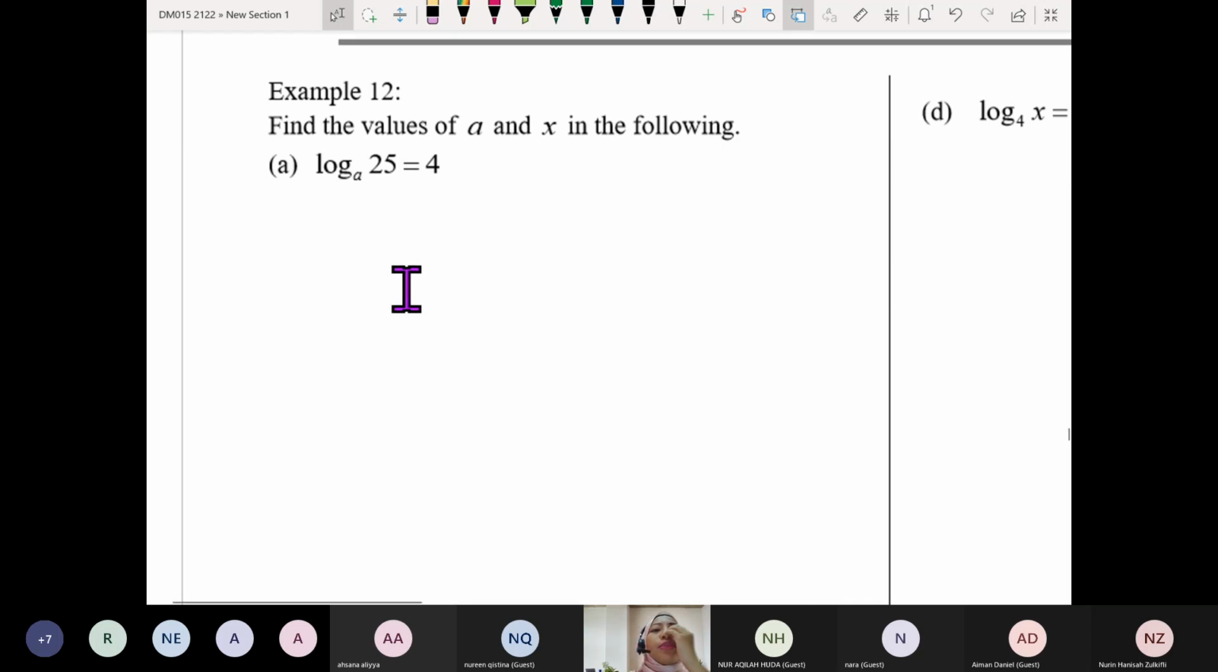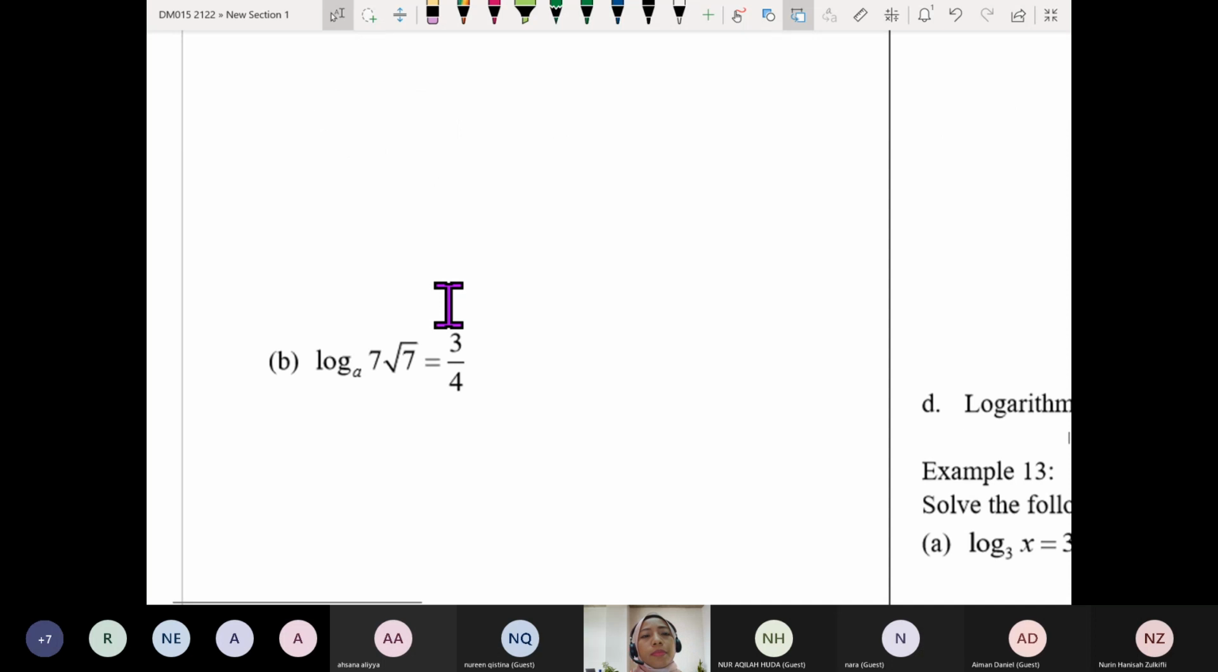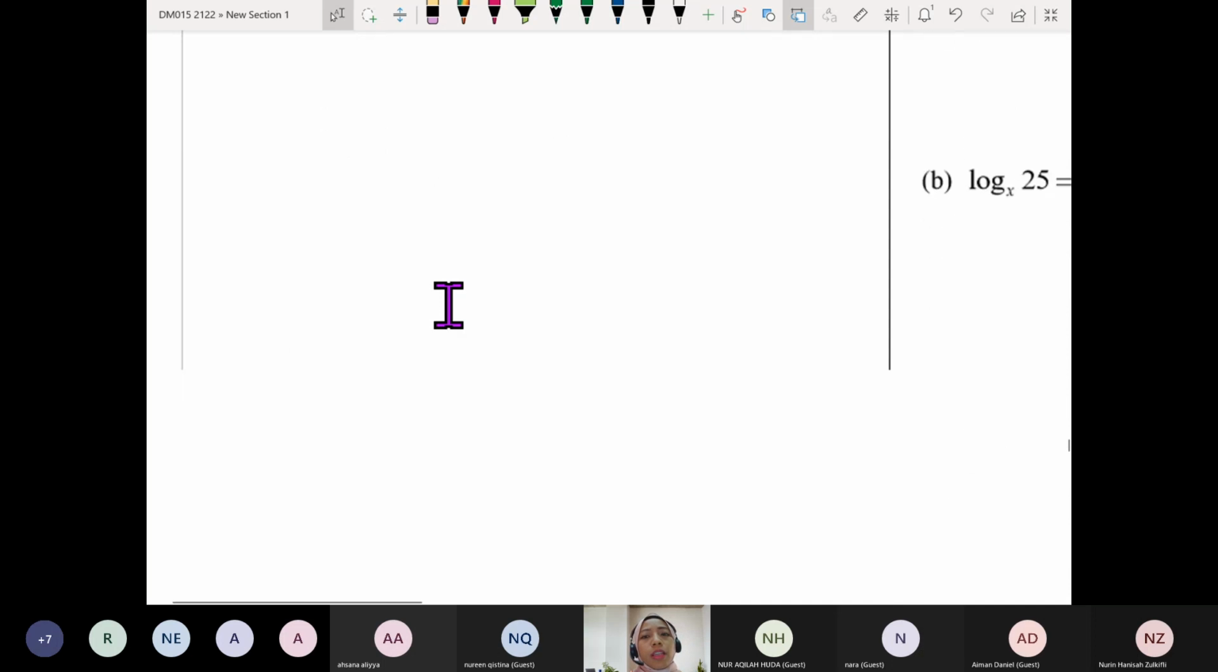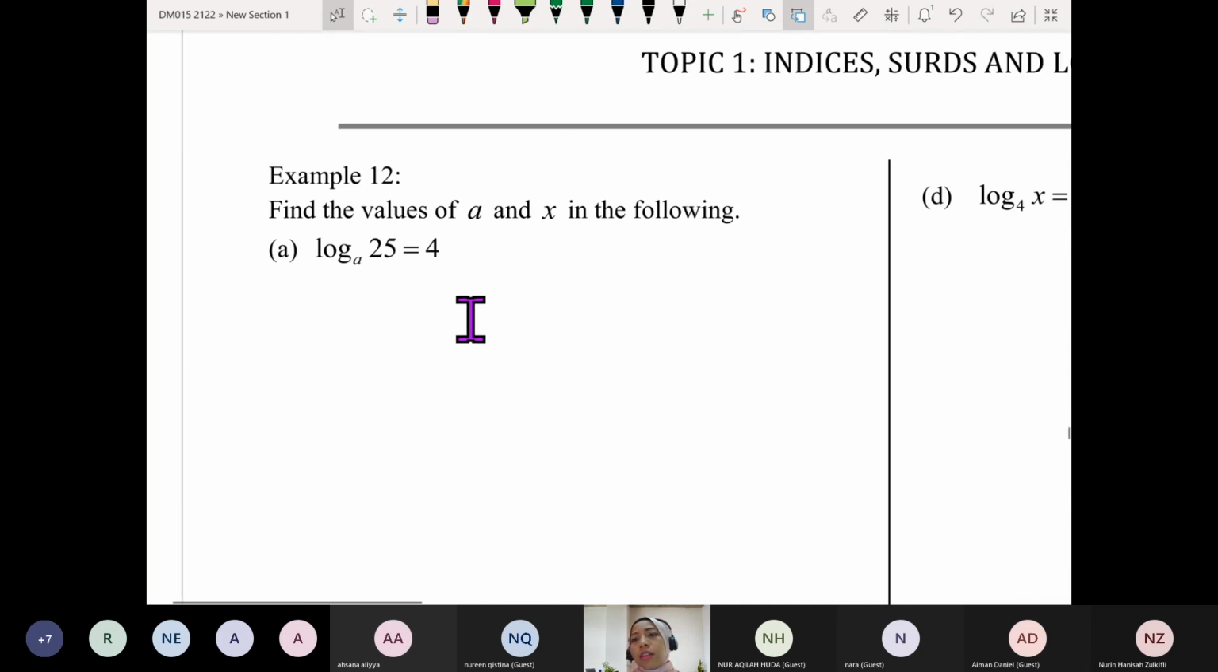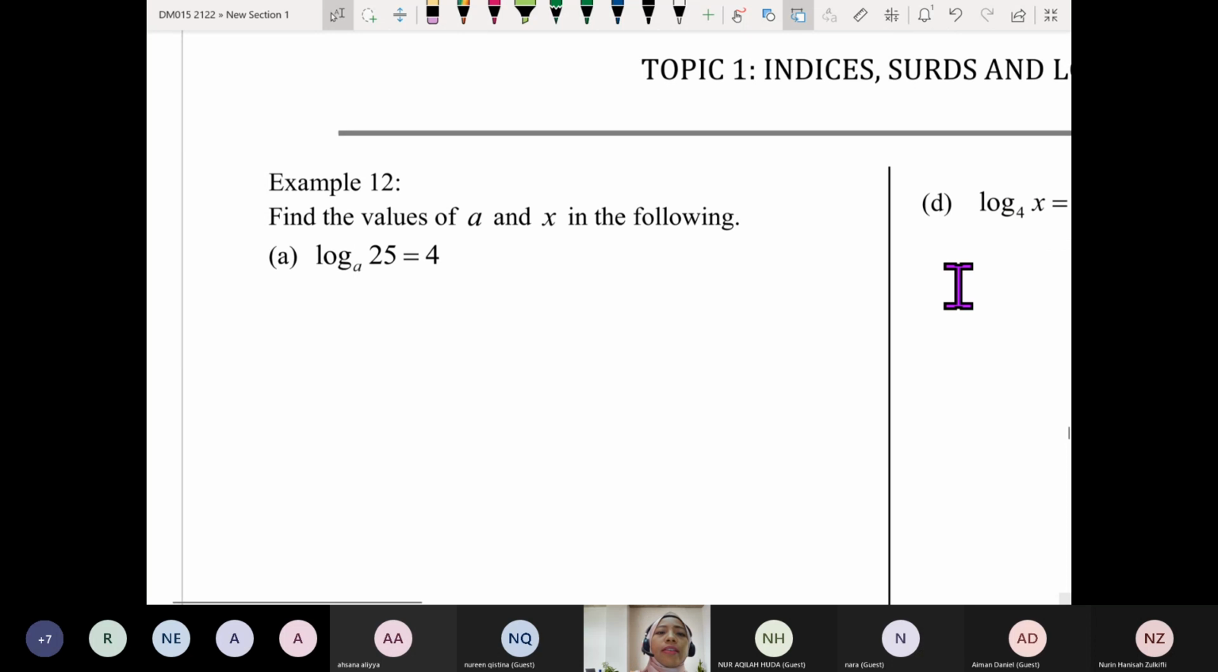Okay, find the values of A and X in the following. A, lagi apa? X for D. Alright, so macam mana kita nak buat ni? Log 25 base A equals to 4. So ini kita ada properties apa? Log tukar kepada index.